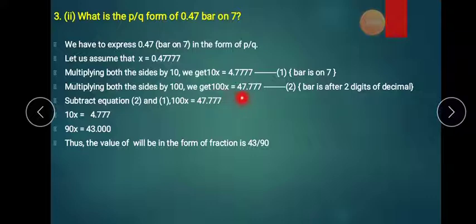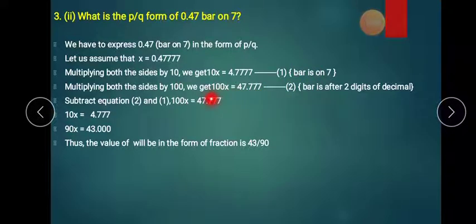So 47.777. Now let the first equation be equation number 1 and the second be equation number 2. Now let us subtract both the equations, that is 2 minus 1.